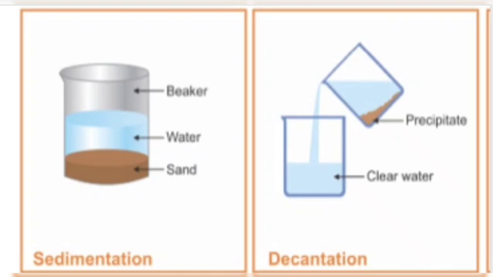If we take muddy water in a beaker, then the mud particles settle down, means the sand settles down, and we can separate the water which is in the upper part by pouring it into another vessel. So the first process is sedimentation, and the process of pouring clear water into another vessel is called decantation.